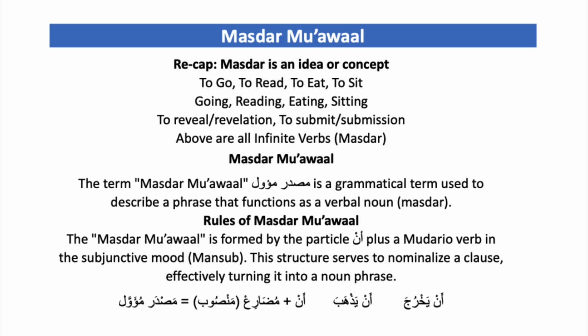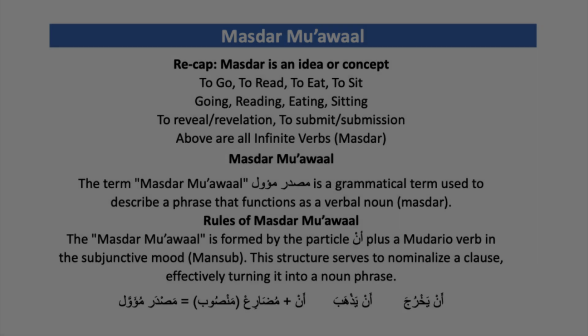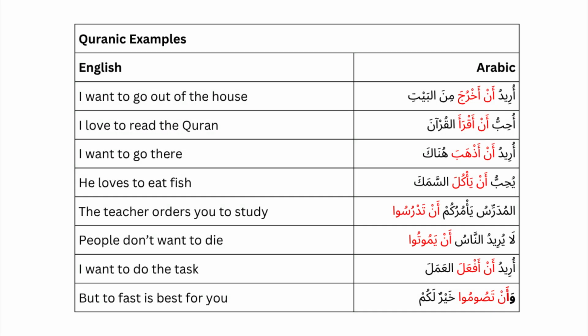Now let us move to the next part, which is the examples of Masdar Mu'awwal. We must go through this table very carefully, because this is where the rule becomes practical. The table has two columns. On one side, we have the English meaning, and on the other side, we have the Arabic example. Our main task is to notice the red highlighted part in each Arabic sentence, because that is the Masdar Mu'awwal, the phrase made of an and mudari verb.